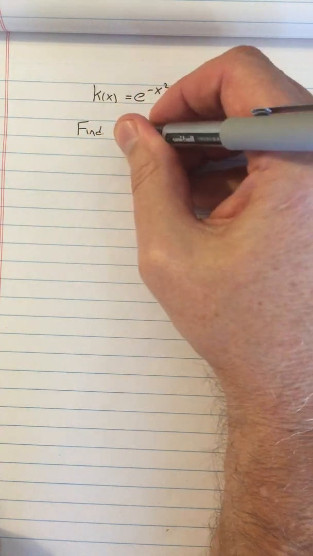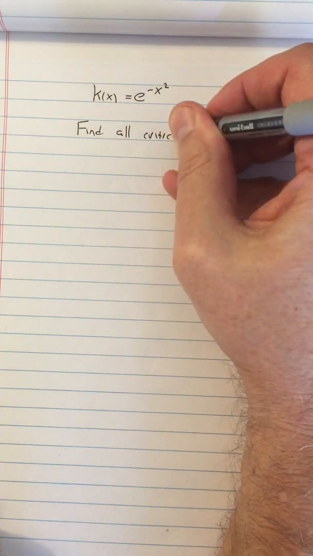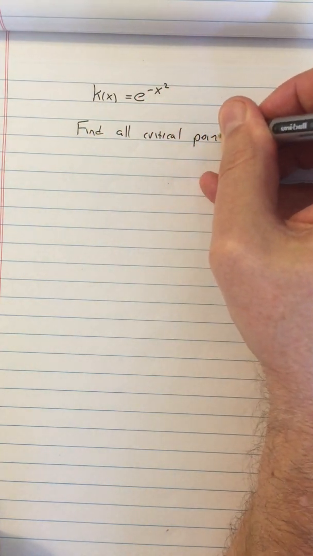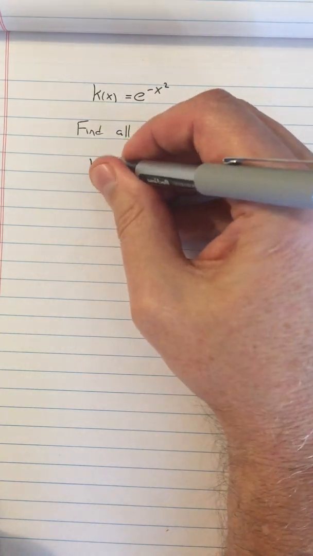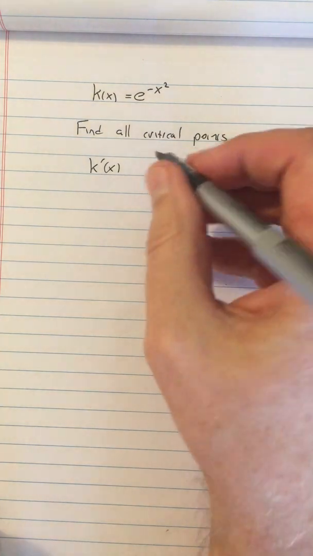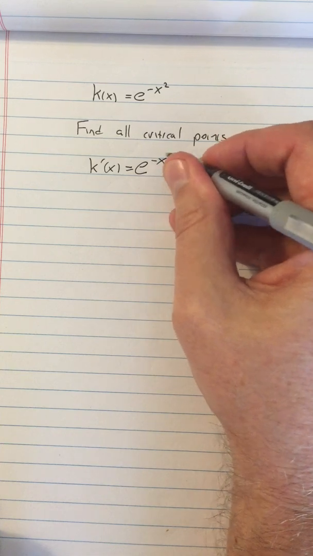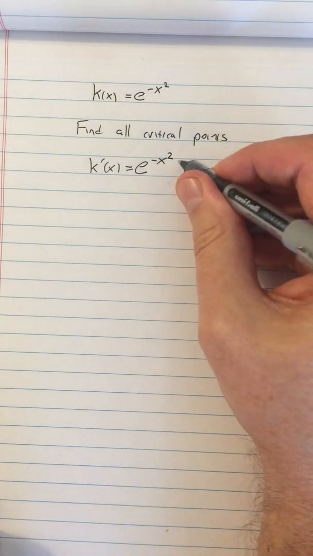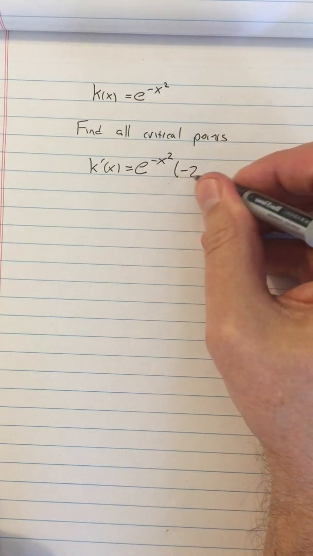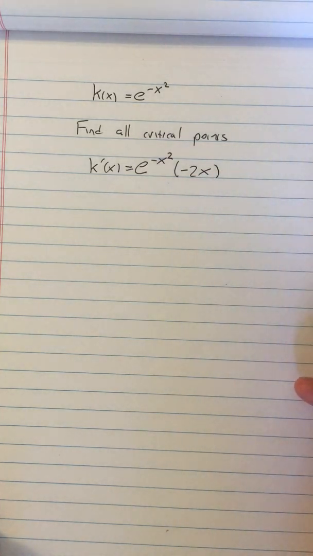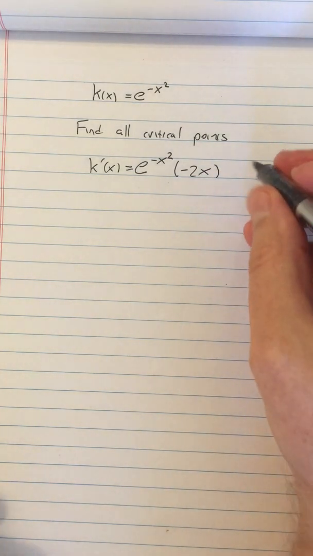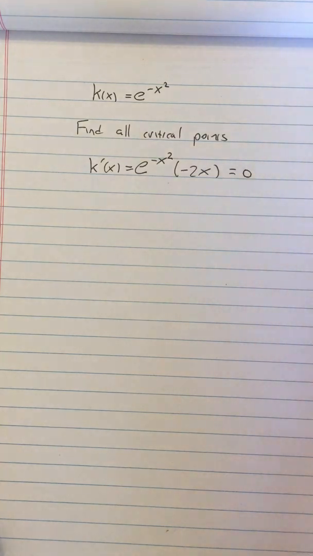So first we're going to find the critical points. So find all critical points. All right, so that means we have to find k prime of x and see where it's equal to 0 or undefined. All right, so what's k prime of x? Well, this is a chain rule. So derivative of the outside function is e to the negative x squared, keeping the inside function the same, times the derivative of the inside function, which is negative 2x. All right. Now, I want to solve where that is equal to 0.